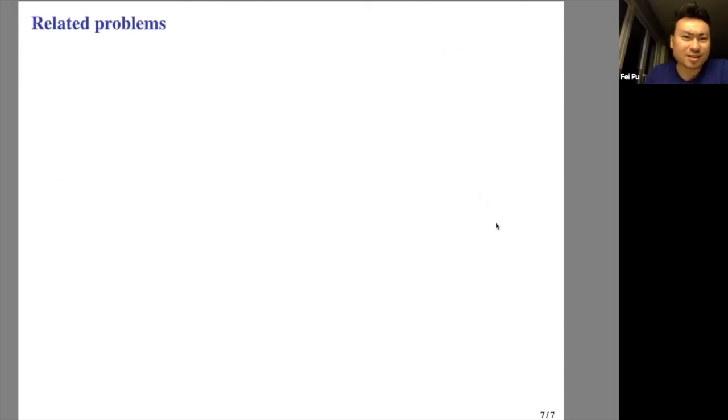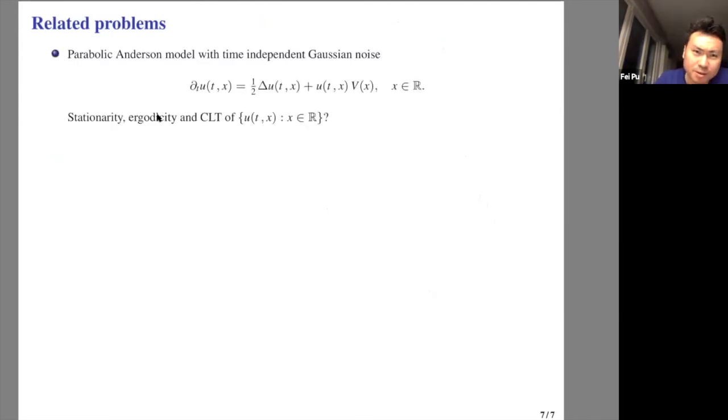All right, so in the end, let me propose some related problems. The first problem is the parabolic Anderson model with time-independent Gaussian noise. So this is our parabolic Anderson model. u is the solution, and V is our noise. But in this equation, this noise does not depend on time. We only have the x variable here. So the question is, can we also study the stationarity, ergodicity, and the CLT for this process?